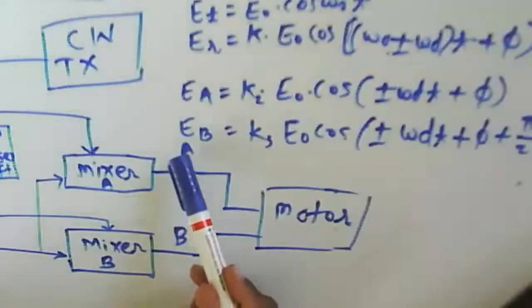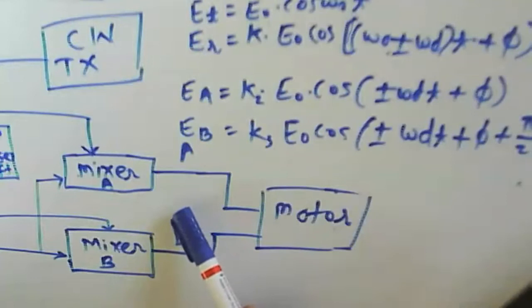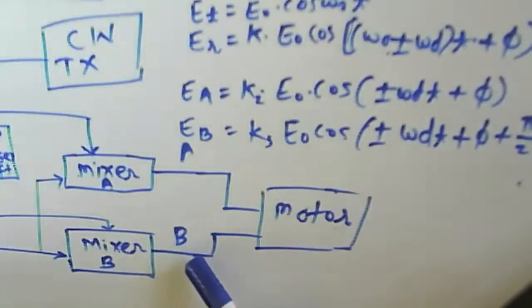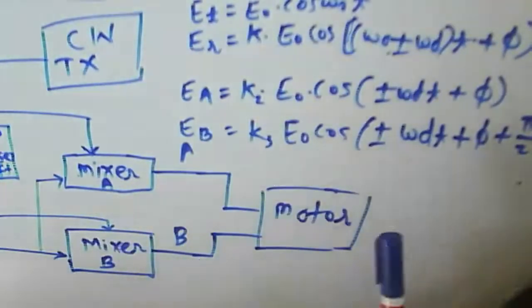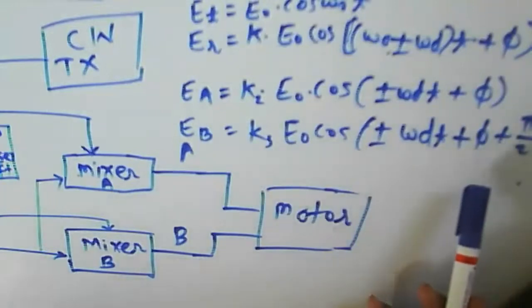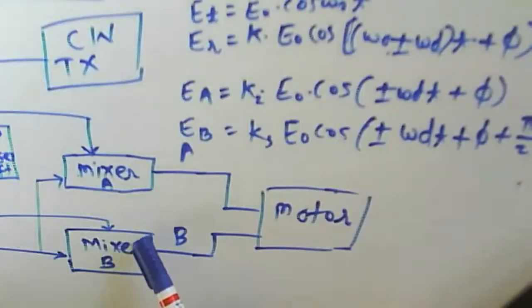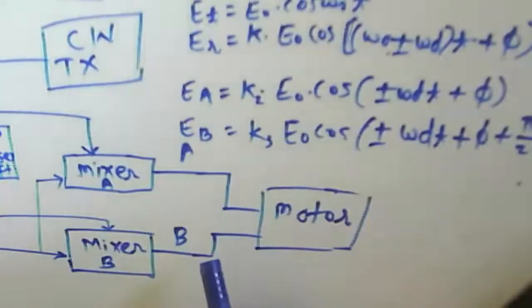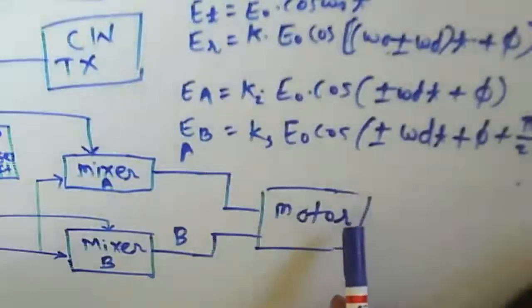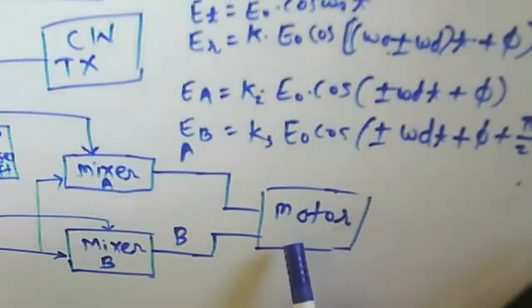If we compare the output waveform, then the output of channel B will be a lead or a lag, so plus pi by 2 or minus pi by 2. That's why we can say that leads or lags will be the output of the channel. And that lead or lag means there will be a change in the phase here. So we are supposed to use a motor, and that motor is called a two-phase motor, and that motor will be rotating.